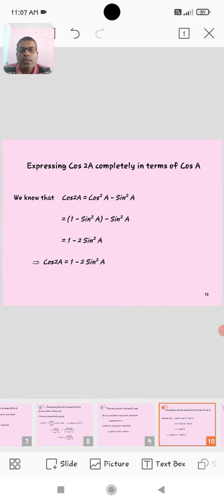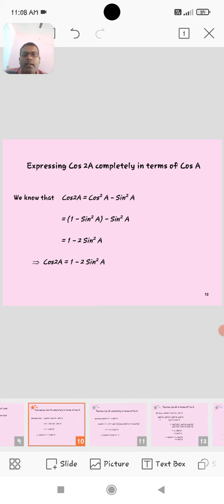So here what is the cos 2a formula? 1 minus 2 sin square a. This is another formula of cos 2a. Cos 2a formula: cos square a minus sin square a, and another one is 1 minus 2 sin square a.